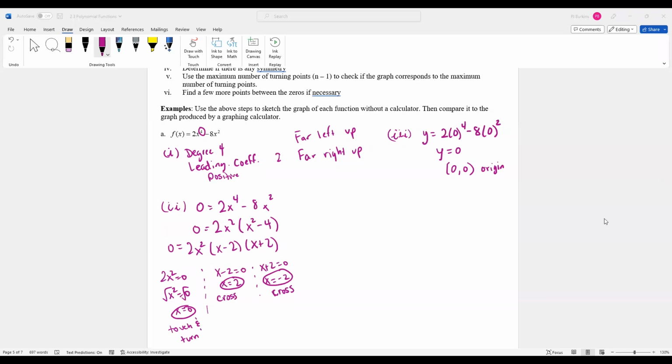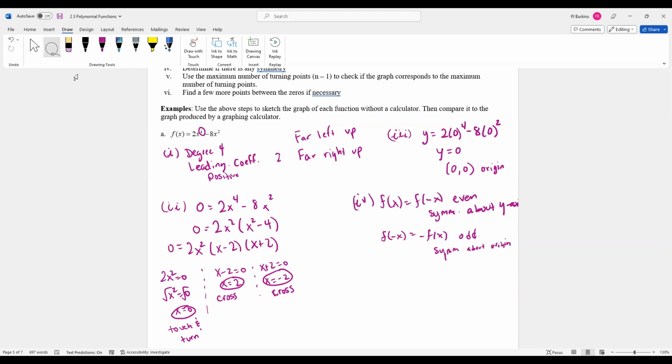Now to determine if we have any symmetry, we are going to look at the function and determine if it is equal to the function when negative x is plugged in. Remember, this is an even function, which means that we have symmetry about the y-axis. And then if that's not the case, then we would look to see if f of negative x is equal to negative f of x. If that's the case, this is odd, and this has symmetry about the origin. Okay, so let's go ahead and test this. Let's see which one we might have.